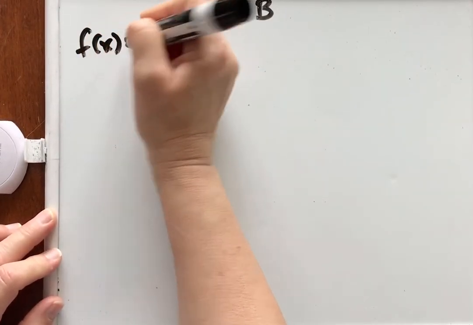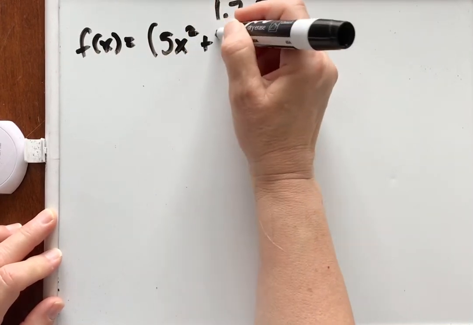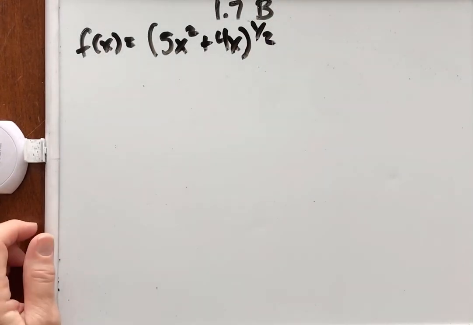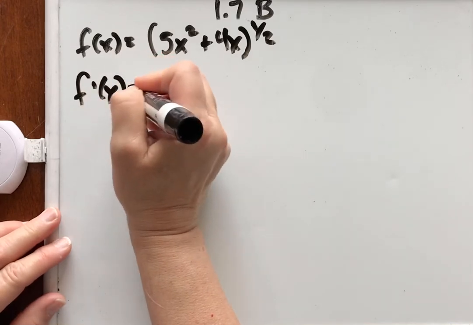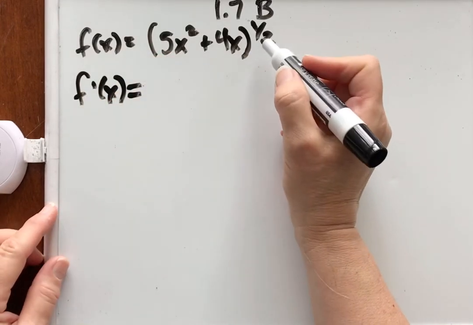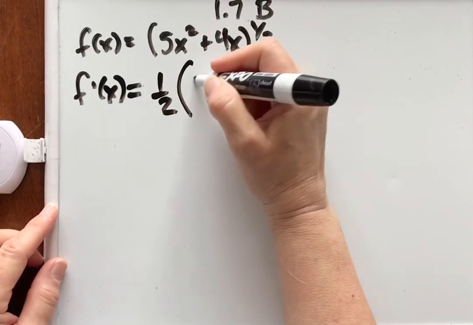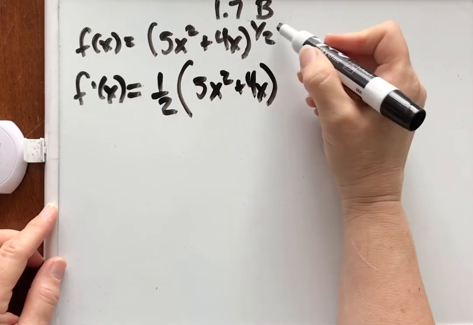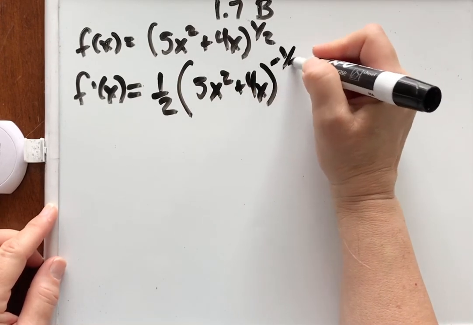Okay, so we rewrote this problem as 5x squared plus 4x to the 1/2 power. So we could take the derivative using the chain rule. All right, we're going to bring down the 1/2, rewrite what's inside. We're going to minus 1. 1/2 take away 1 gives us a negative 1/2.